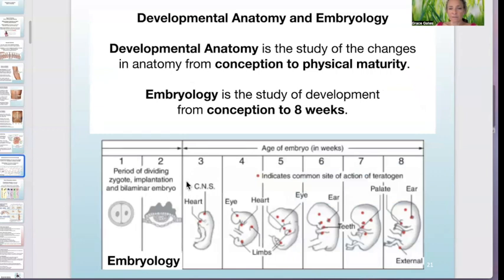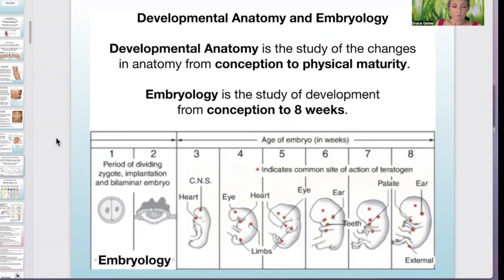All right, developmental anatomy and embryology. Developmental anatomy is the study of the changes in anatomy from conception to physical maturity, whatever age that would be, 21 or whatever. Embryology is the study of development from conception, when an egg is first fertilized by a sperm, to 8 weeks. And a lot goes on during that time, and study of the development of an embryo is very interesting and will not be covered very much in the course.